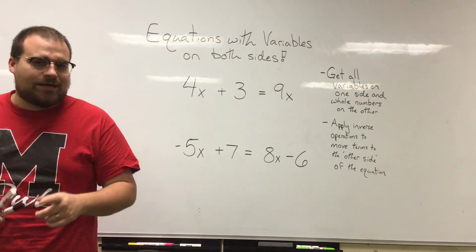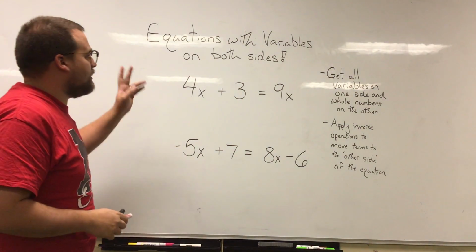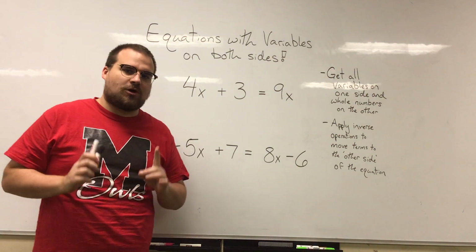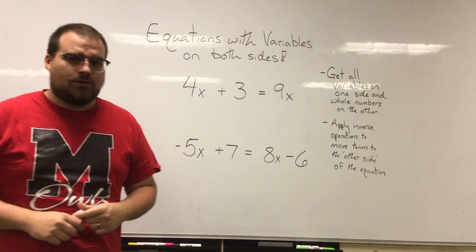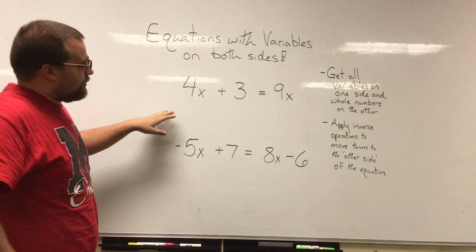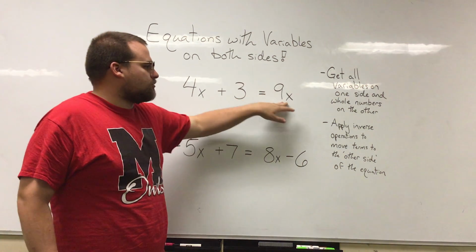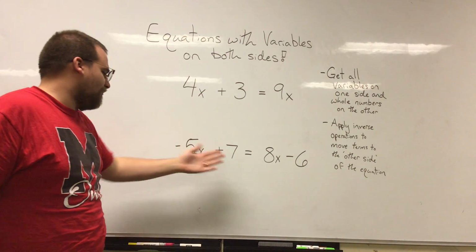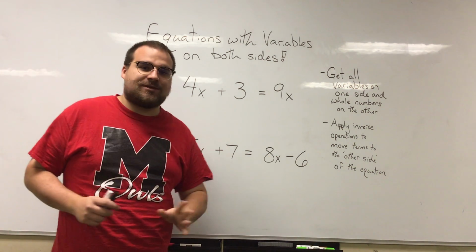Hey guys, today we're going to be talking about equations with variables on both sides. Now you can see a couple examples of that written on the board here. 4x plus 3 equals 9x, and negative 5x plus 7 equals 8x minus 6.